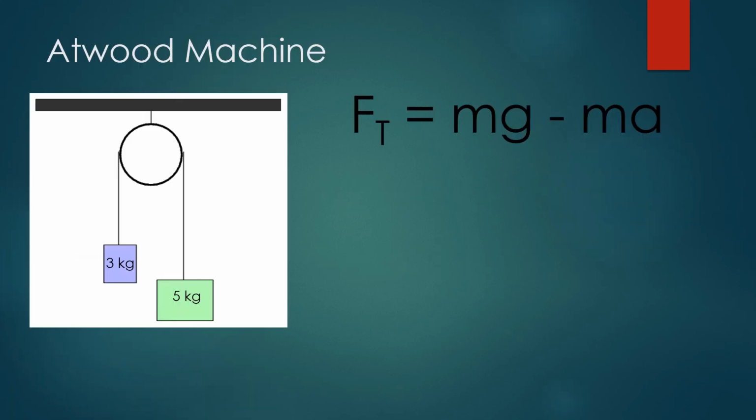So obviously you knew numbers were coming. I have a question. Well, two questions. What is the tension of the rope? So here is a brand new equation that you've never seen. Force of tension equals mg minus ma.